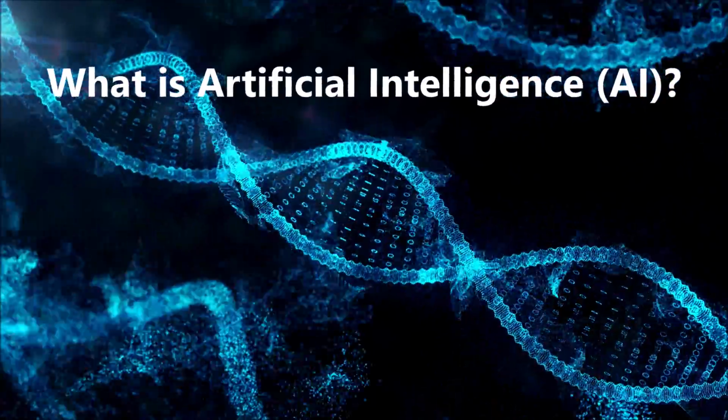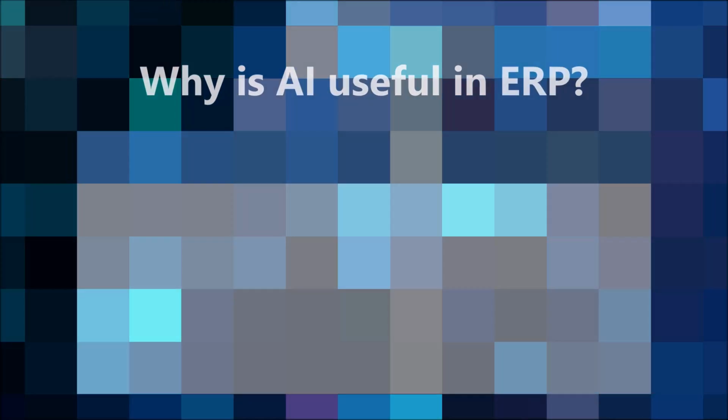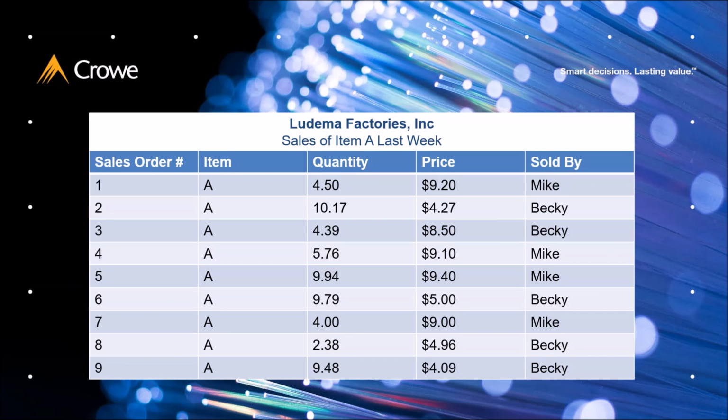What is artificial intelligence? And why would it make a difference within your business system? To explore this, let's take a simple example. Let's say Ludima Factories has the following sales order transactions for item A. An experienced sales manager at Ludima Factories may be able to look at this data set and quickly recognize a few oddities in the transactions.